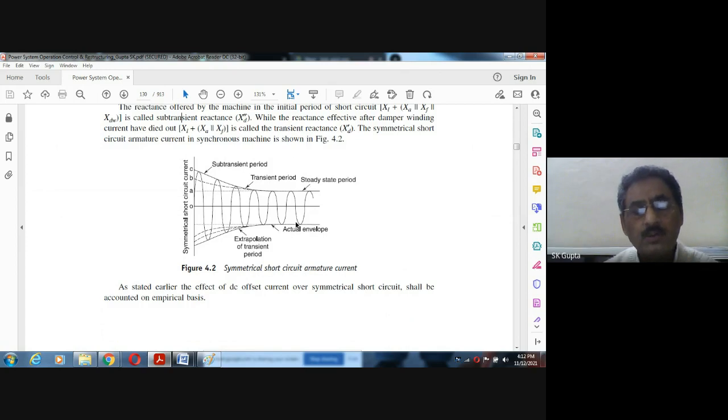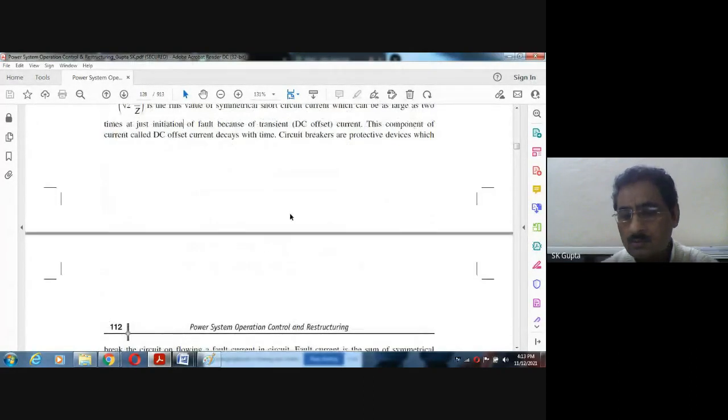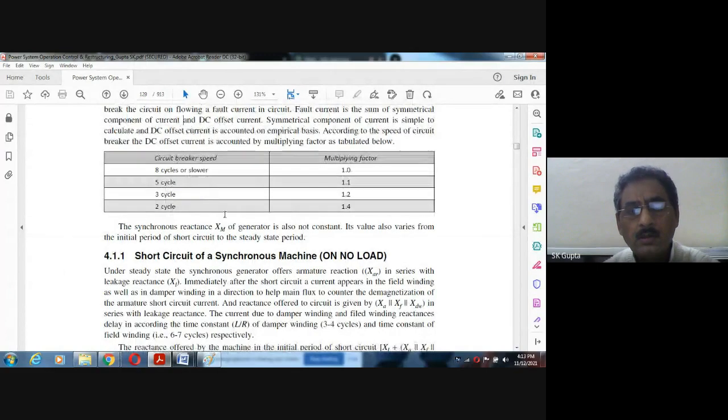Then we have to see what will be the actual fault current in the equipment. Depending upon the requirement, if we consider the immediate effect, then we have to multiply by a multiplying factor. After 7-8 cycles, there is no multiplying factor, because that effect has been removed. If we consider immediately after 2 cycles, its effect can be 1.4 times, the multiplying factor.